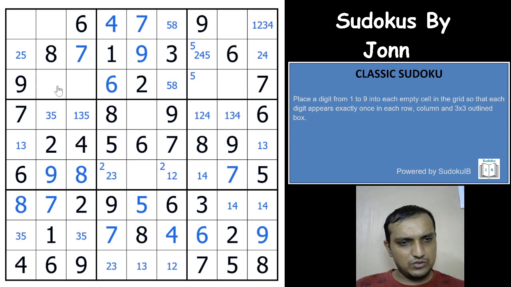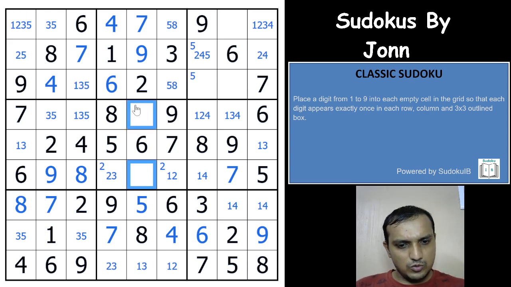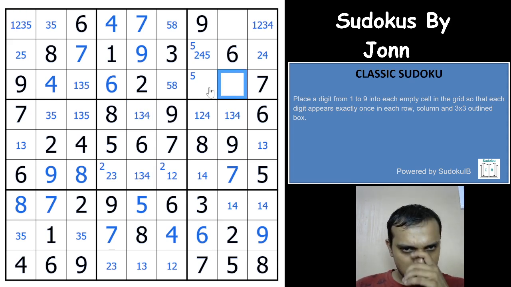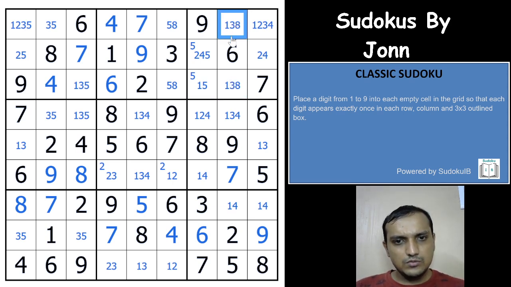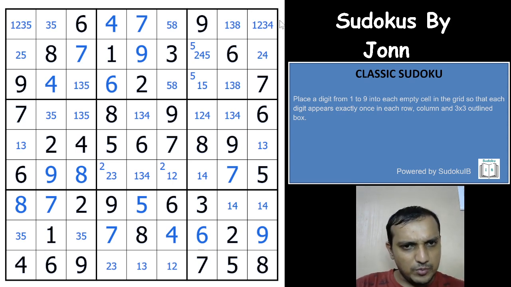4 3 and 5, this cell would have to be a 4, that gives you a 3 5 here. 1 2 3 and 5, this would have to be 1 3 5. 1 3 4, 1 3 5 and 8 5, 1 3 8 here, 1 and 5 here, 4 1 3 and 8. So we have done all the possible markings here, all the possible candidates.